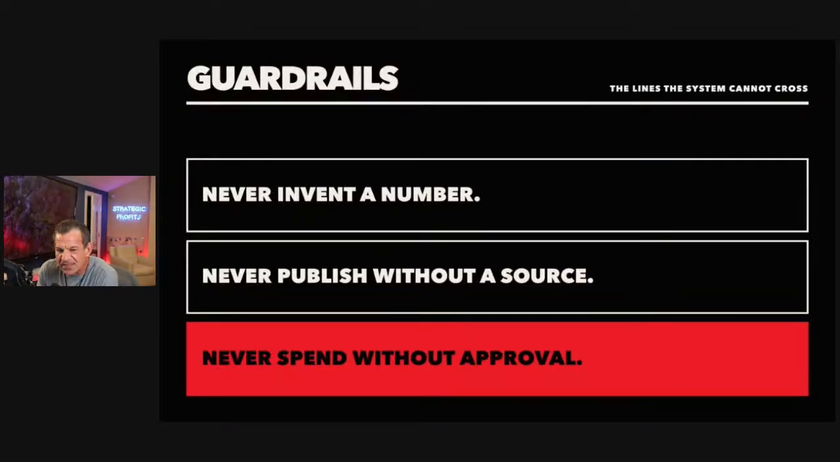Guardrails are the lines the system cannot cross. State them directly: never invent a number, never publish without a source, never spend without approval, right? So those are all guardrails. Forbidden actions.